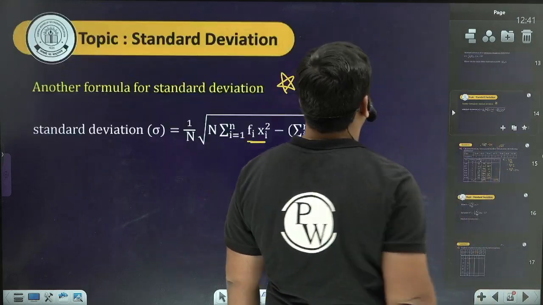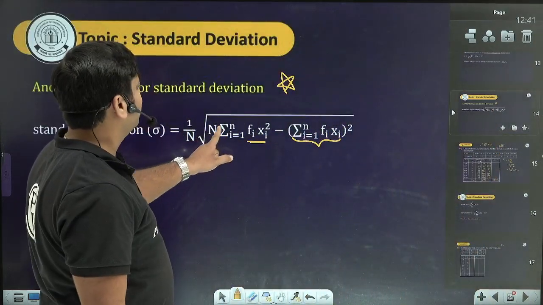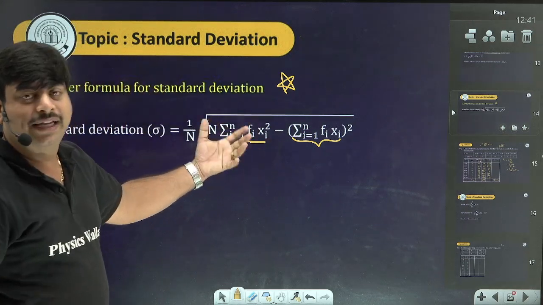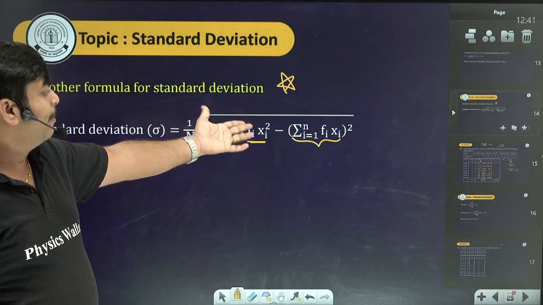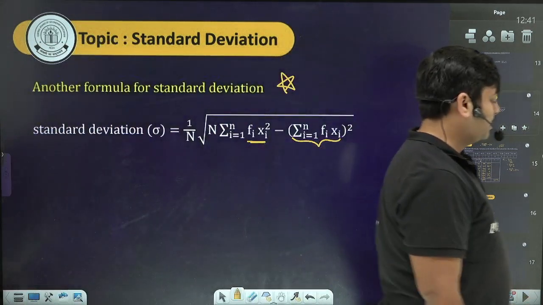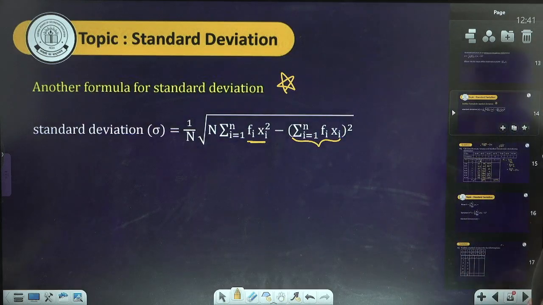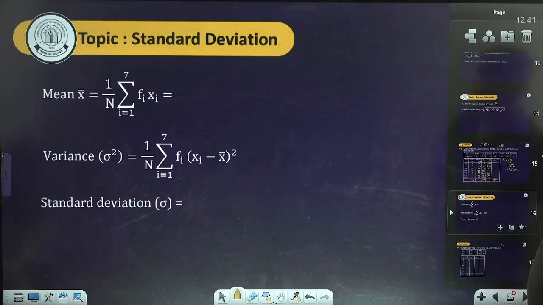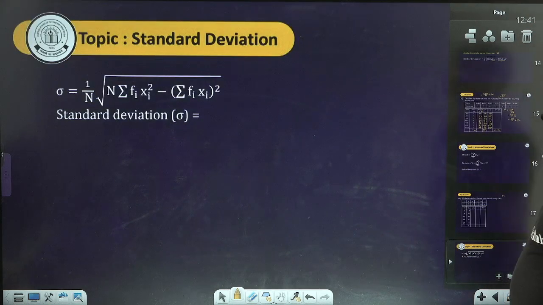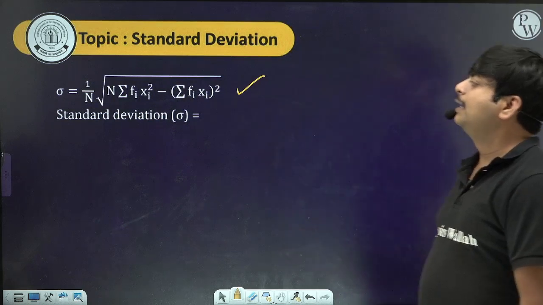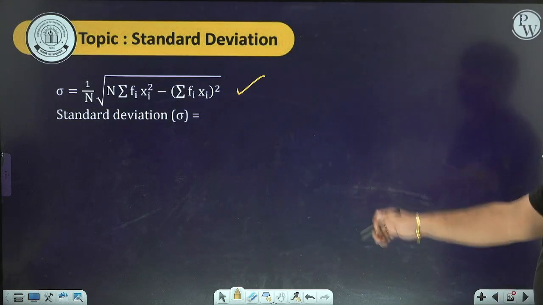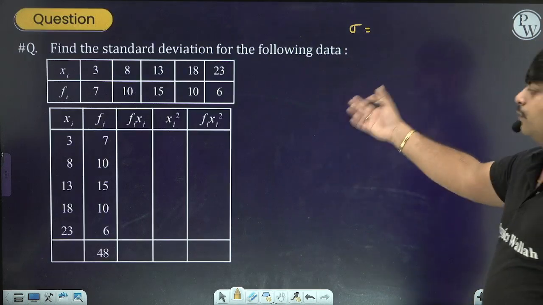Yeah, this one. Okay, so 1 by n into root over n times sigma fi xi square. Okay, so this formula will be very helpful for discrete frequency. Okay, minus sigma fi xi whole square. So let us write that once again. 1 by n into root over n times sigma fi xi square minus sigma fi xi whole square. So let's try to bring those values first of all, and then we will try to do that.